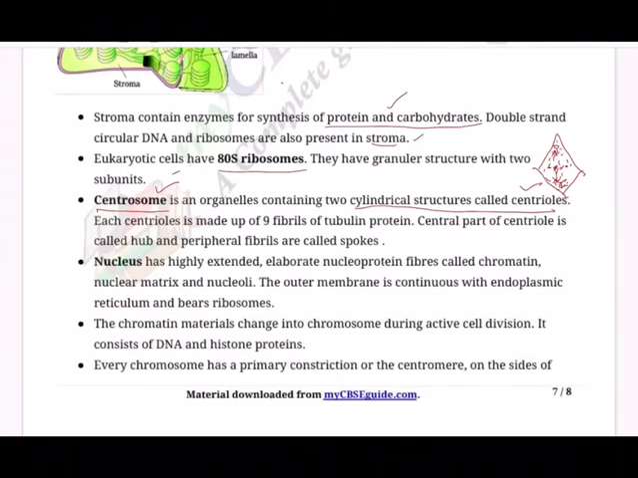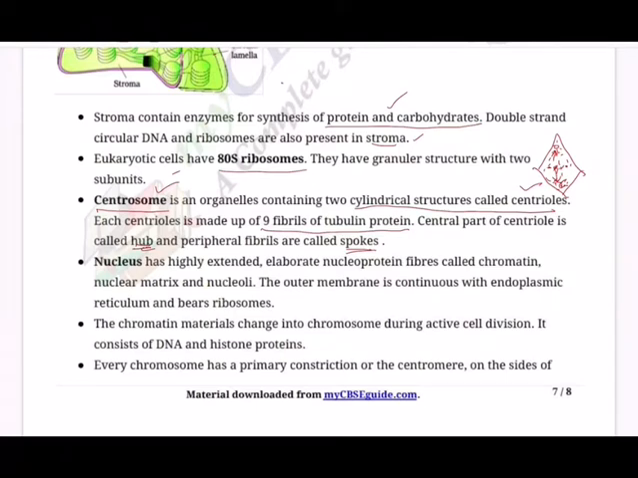So movement of chromosomes is possible because of centrioles, and each centriole is made up of 9 fibrils of tubulin protein. So tubulin is the protein, and the central part of the centriole is called the hub, and the peripheral fibrils are called spokes. So there will be 9 spokes.